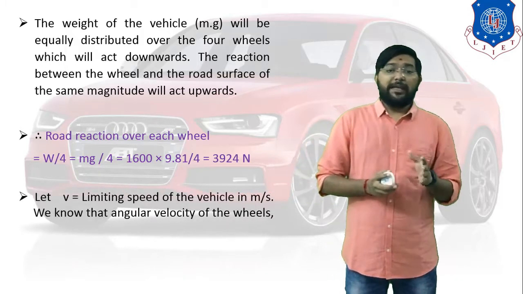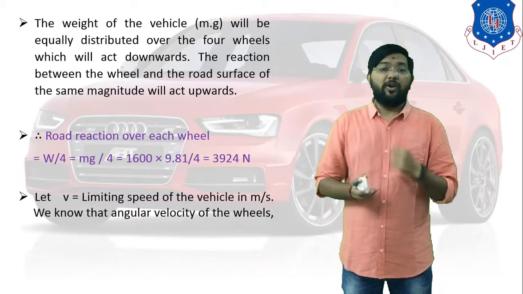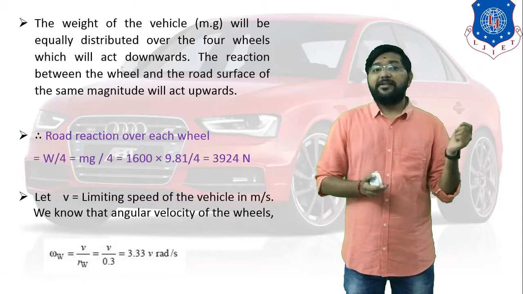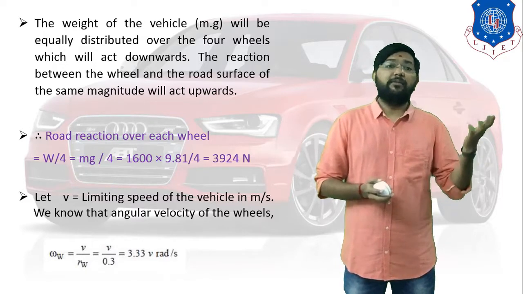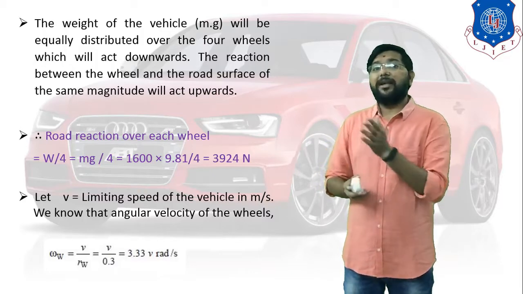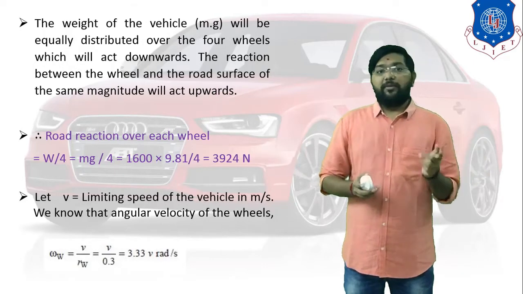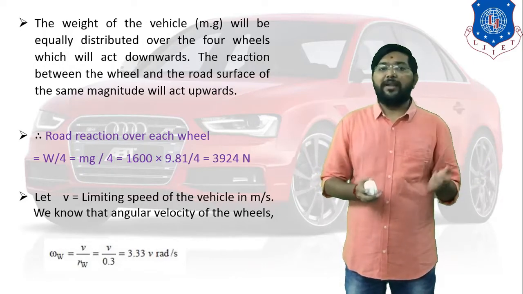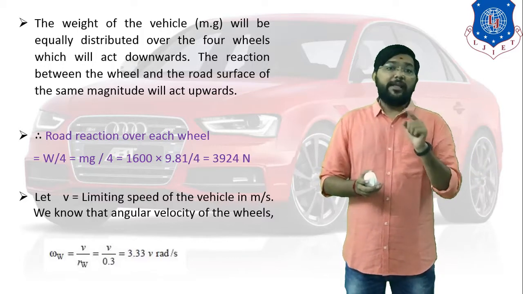Now next, let V, capital V, be the limiting speed of the vehicle in meter per second. We know the angular velocity of the wheel. Now you all know the relationship between linear velocity, angular velocity and radius, that is omega is equal to V by R. So the equation of the wheel is omega W is equal to VW upon R. Clear? You have to put the value of omega and R over here. Based on that, you can find the value of omega W, that is 3.33 V radian per second.